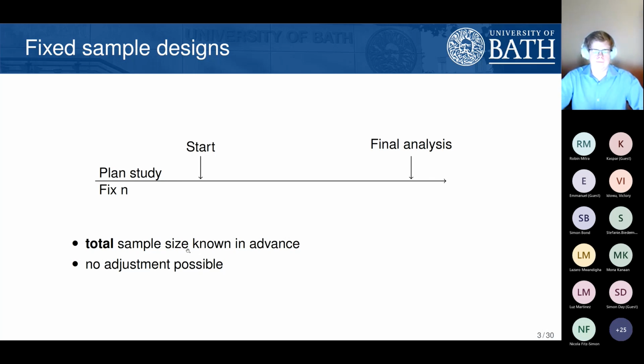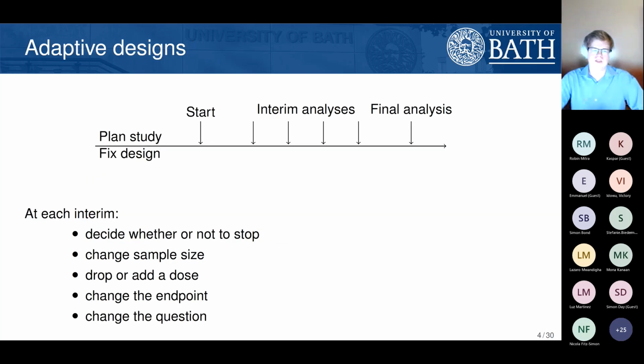So some short notes on this concept. The total sample size in this case would be known in advance, but there's no adjustment possible. So should the data that accrue as we go along conflict with some element of the design, we're not able to make an adjustment based on that. And this is where that idea of adaptive designs comes in.